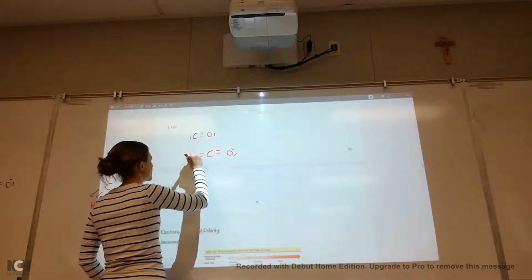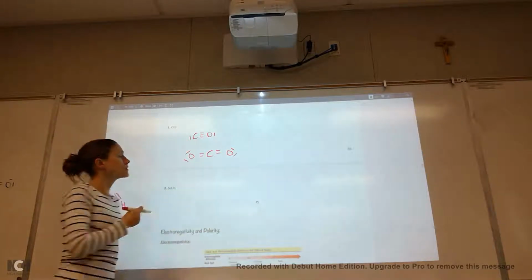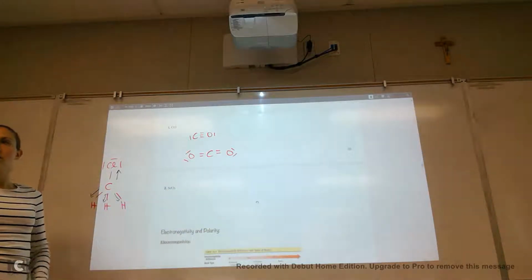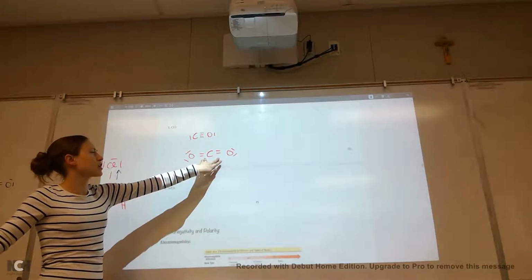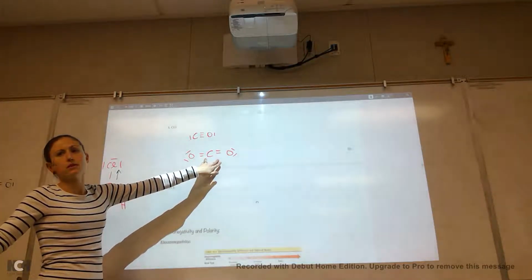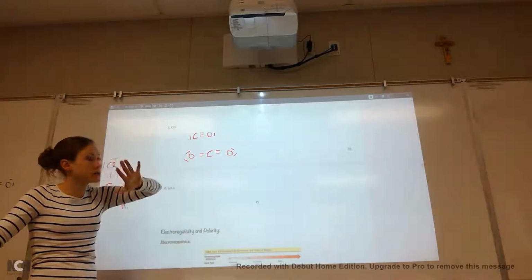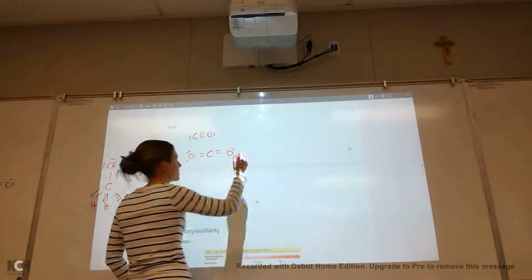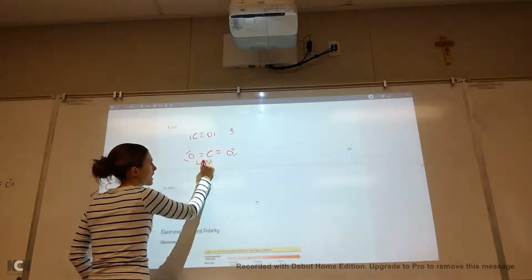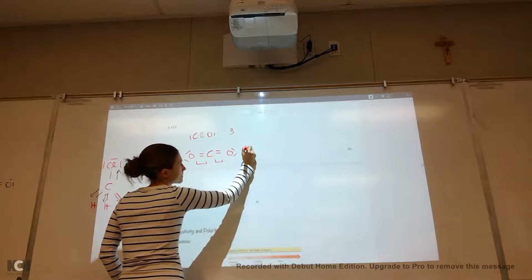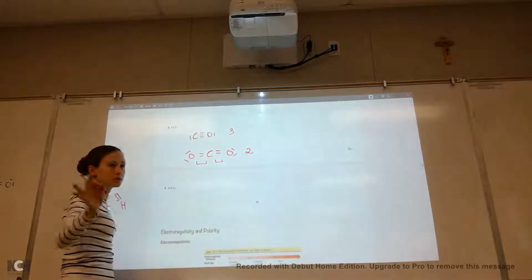Great question. Give me a sec. I'm getting there. What would the bond order be for this compound? It's 2 double bonds, right? So what would the bond order be? Each of them is worth what? 2. So my bond order for this is 2.